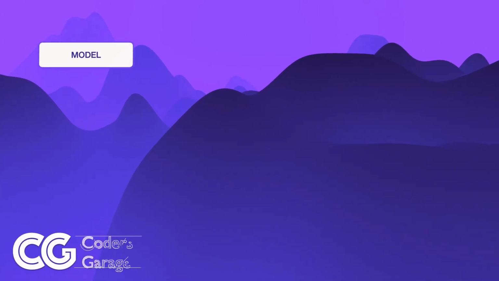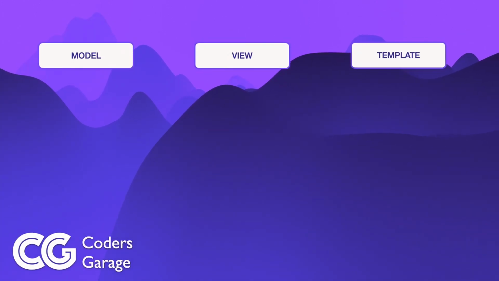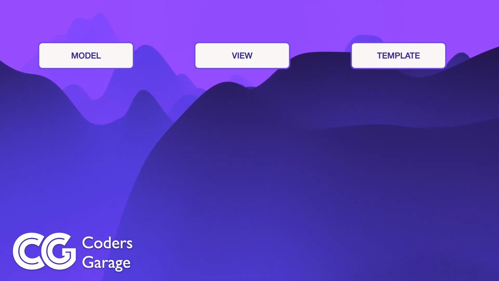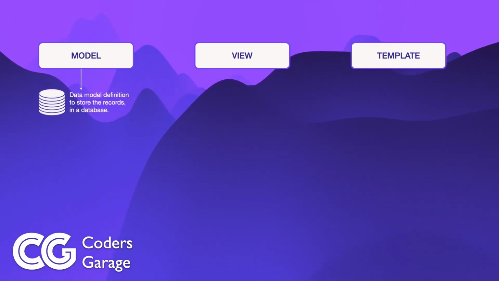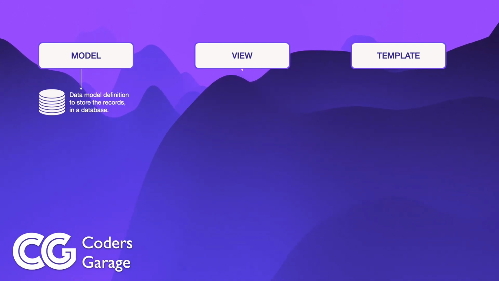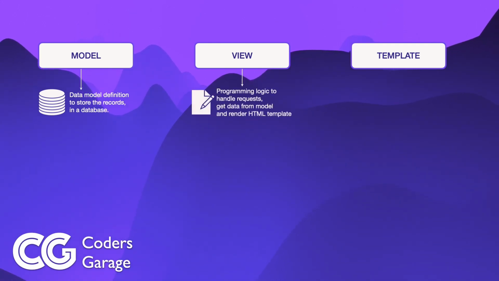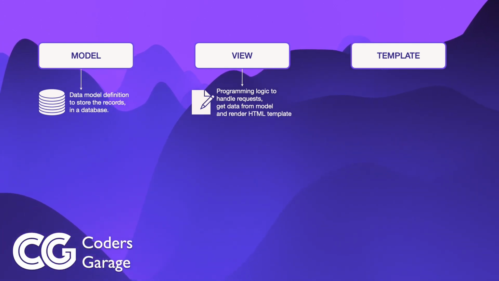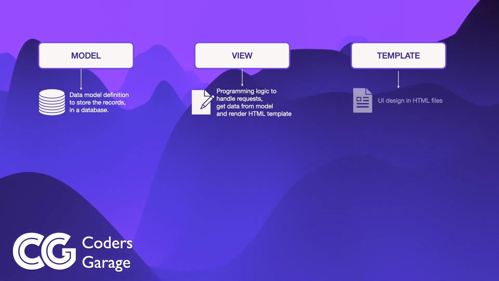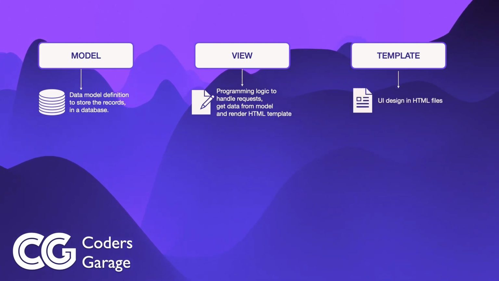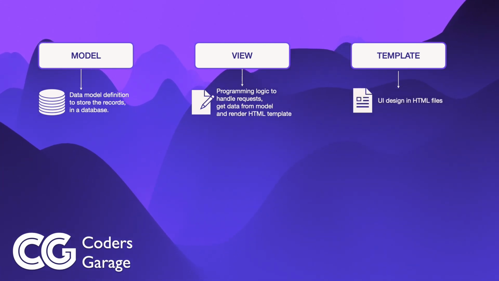Django offers model, view, template to build interactive web applications. Models are used to define the data model of our database to store the records. Views will contain the programming logic to handle the incoming requests, get the data from the model and render the HTML template, whereas the template will be the UI design present in HTML files.